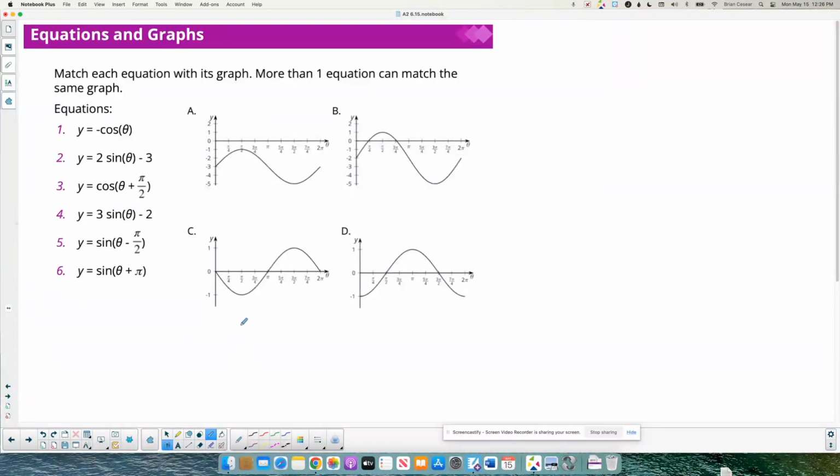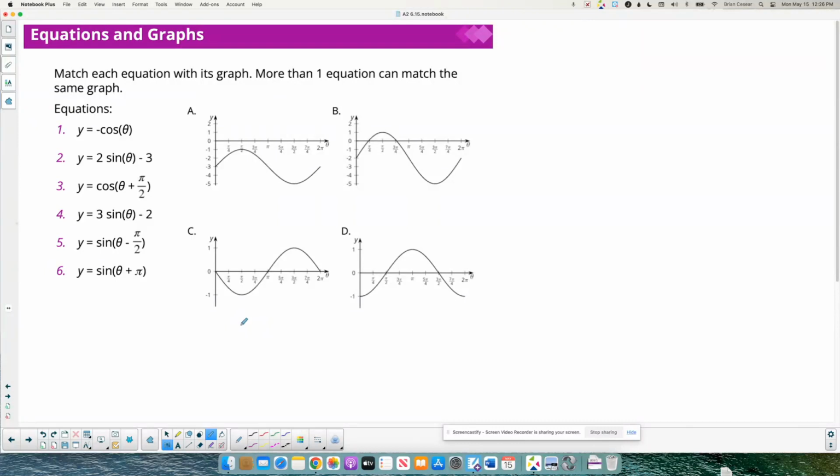All right, so here we go. Let's match each equation with its graph. As I look at one, you should try to do these on your own. Pause the video, try to do these. If you need to verify your work with a graphing calculator, I would open up Desmos and take a look at them. I'm going to just fire through them real quick.